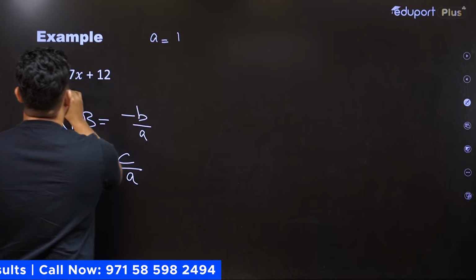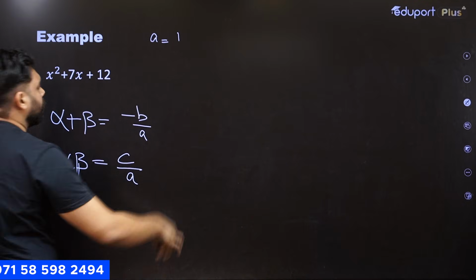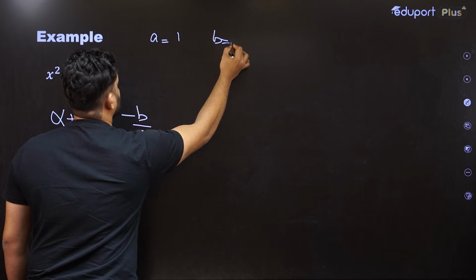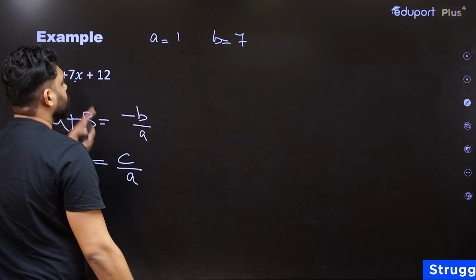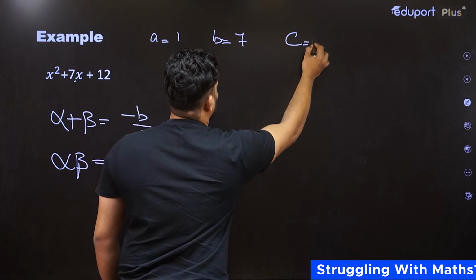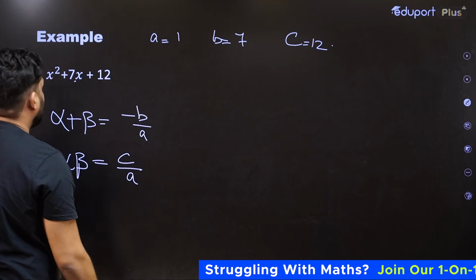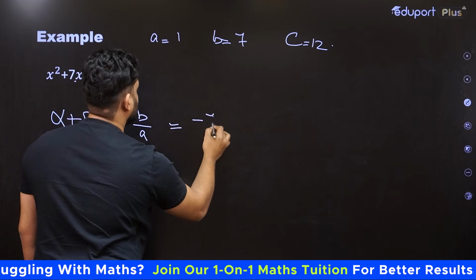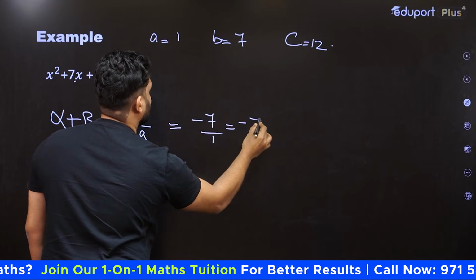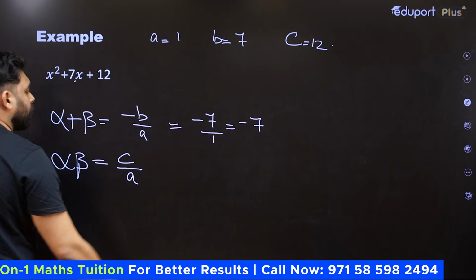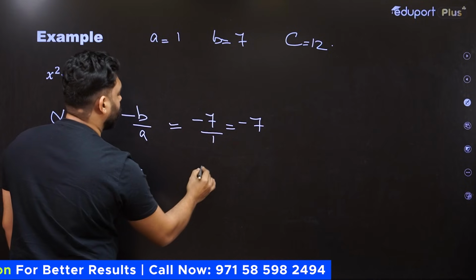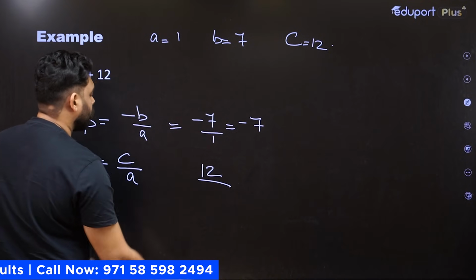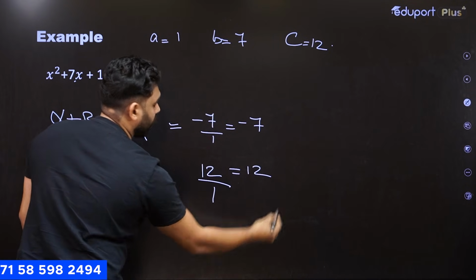A is 1 because the coefficient of x square is 1, then b is 7, the coefficient of the x term, and c is 12. So we have to find alpha plus beta, that is minus b by a. Here b is 7, so it will be minus 7 by 1, which is equal to minus 7. In the case of alpha beta, it will be c by a, where c is 12 and a is 1, that is 12.